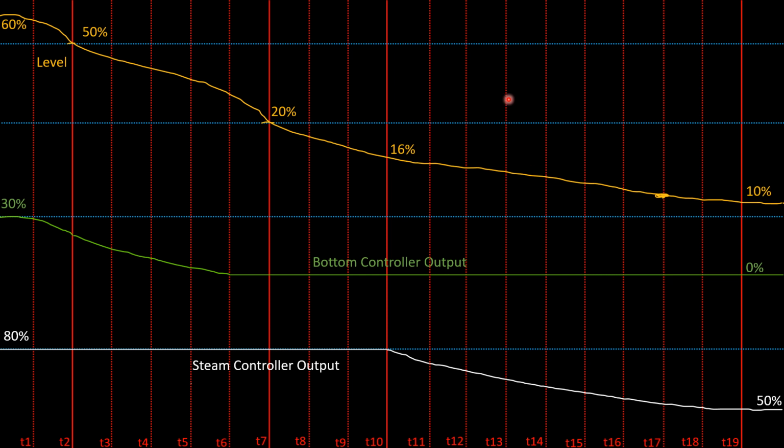So this is an example. I hope this helps you understand override controllers and how they can be used in distillation columns.